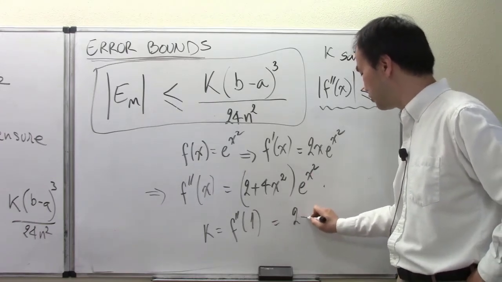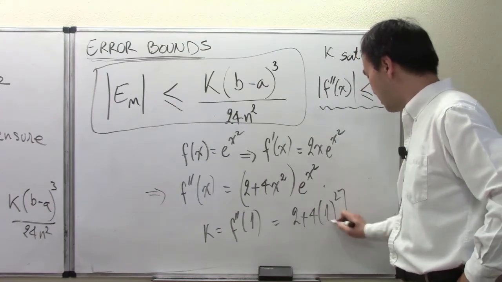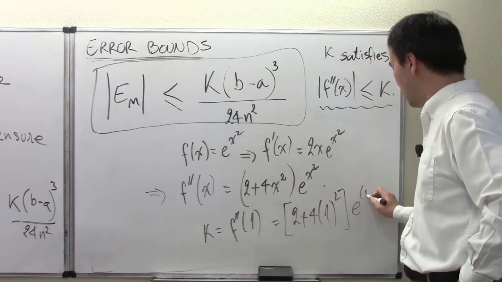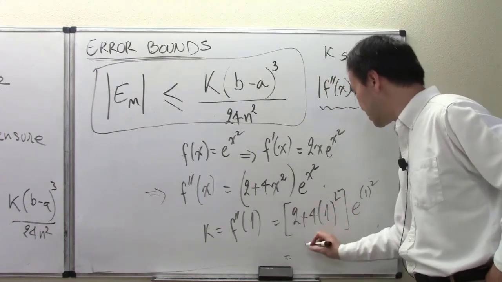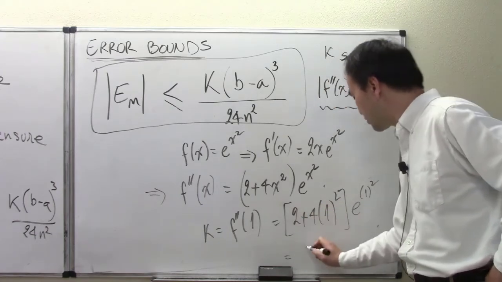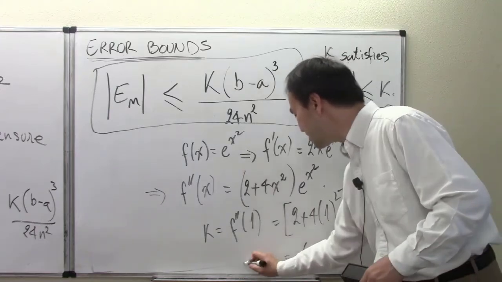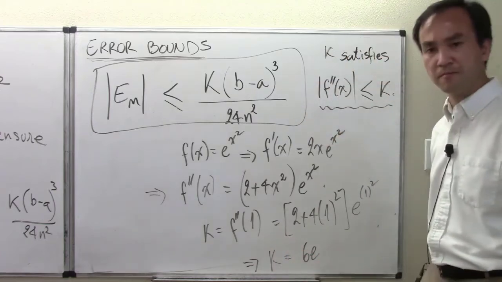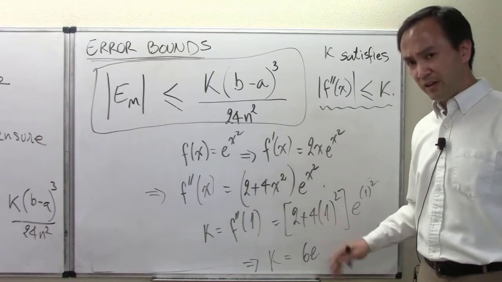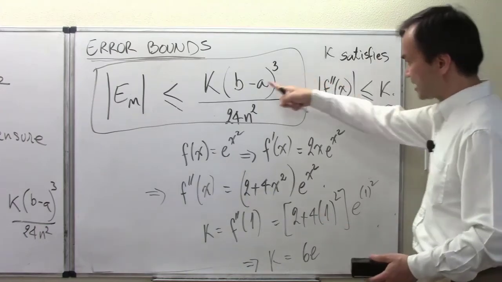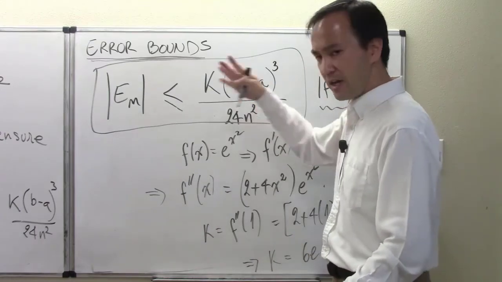We're looking at 2 plus 4 times 1 squared, and all that there times e to the 1 squared. So that's essentially e, and then all this here is going to give me a 4 plus 2, so it's 6e. That's our k value. So that leads to my k value here, 6e in precise value. All right, so now that we found the k that satisfies, needless to say, b is 1, a is 0 in our problem.